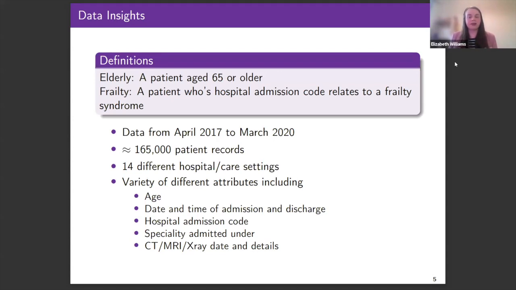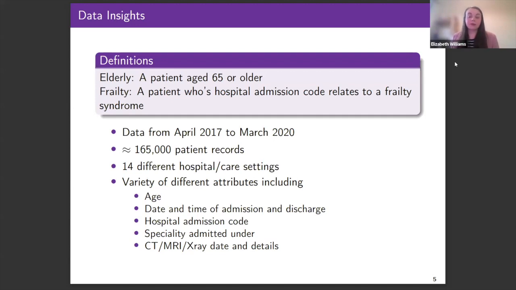We used this age group as our definition of elderly, as this is what was traditionally used in the literature. We also used frailty as someone's hospital admission code relates to a frailty syndrome. We found that actually there are multiple different ways of measuring frailty in the UK, so we tried using this one as this is what was recorded.